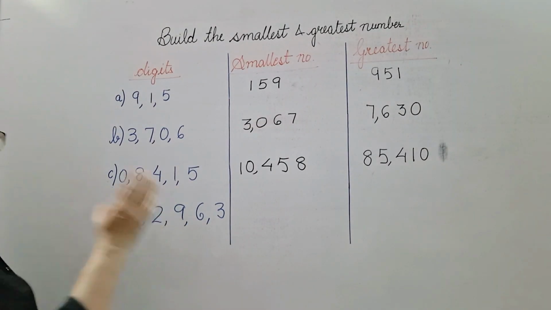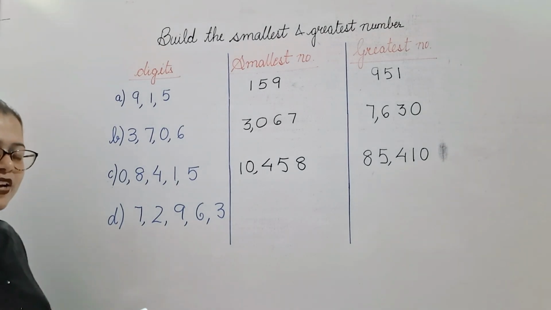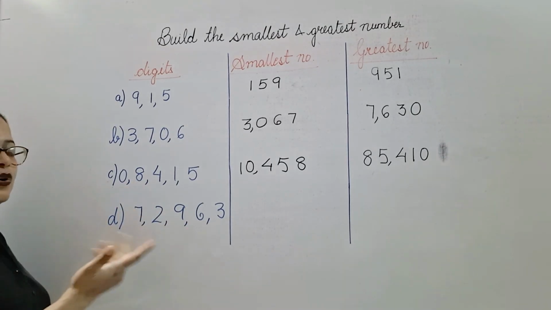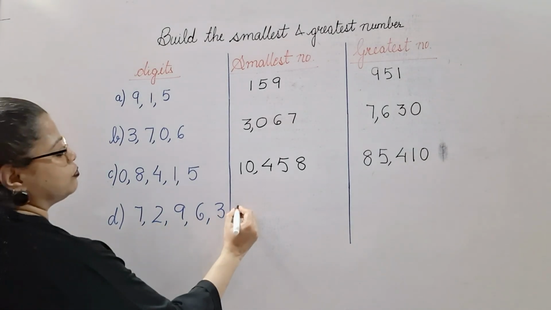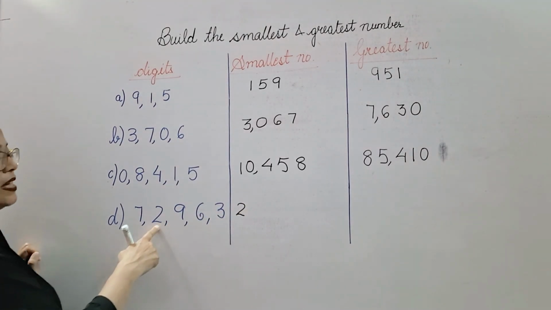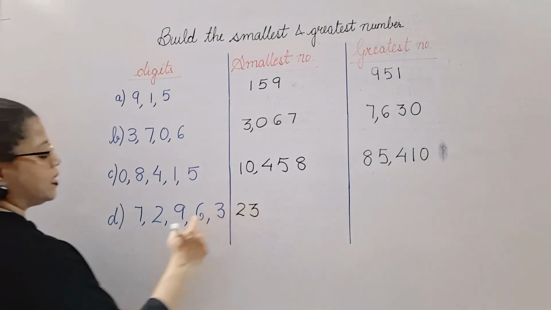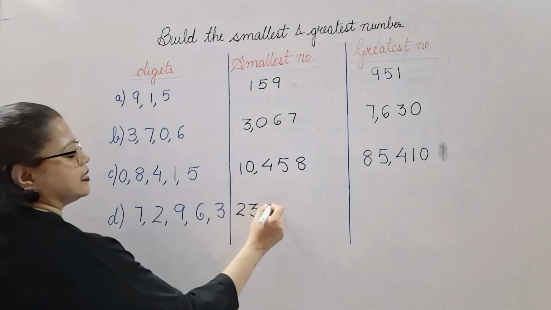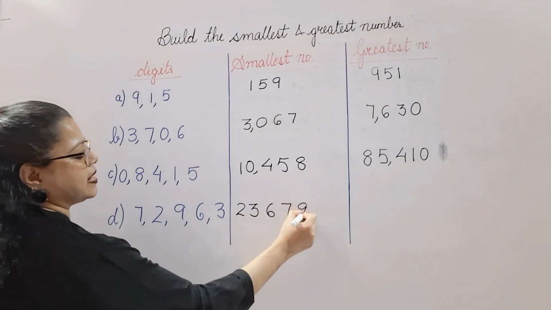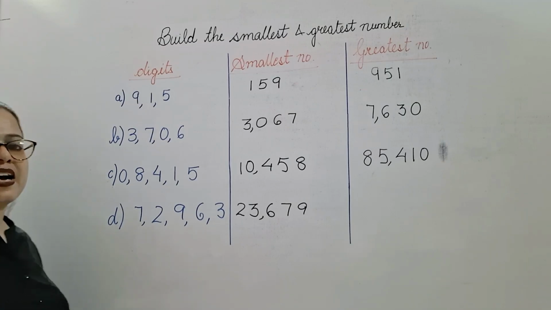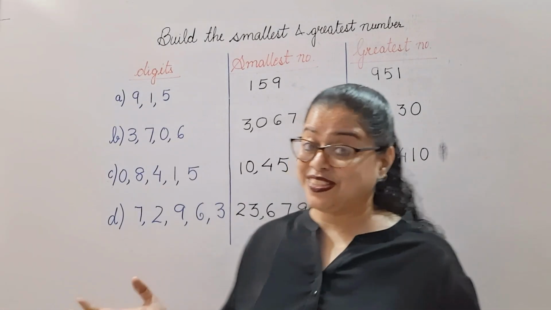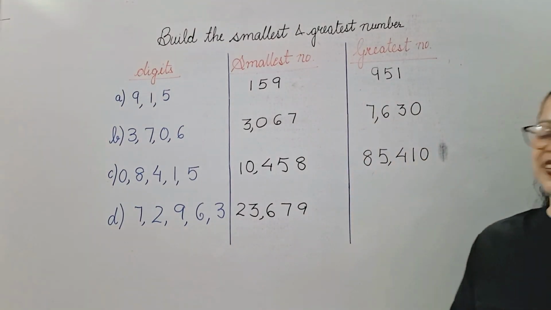Okay. Now, that's why I put one more question. See, now it's very easy to do. Why is it so easy? Because there is no zero. So we have to arrange in the increasing order. Here 2 is the smallest digit, then 3, then 6, 7, 9, and put a comma after the thousands period. So the number is 23,679. Yes, it is so easy because there is no zero here.